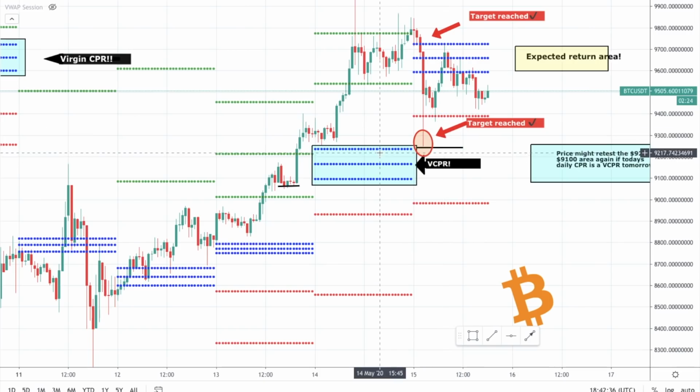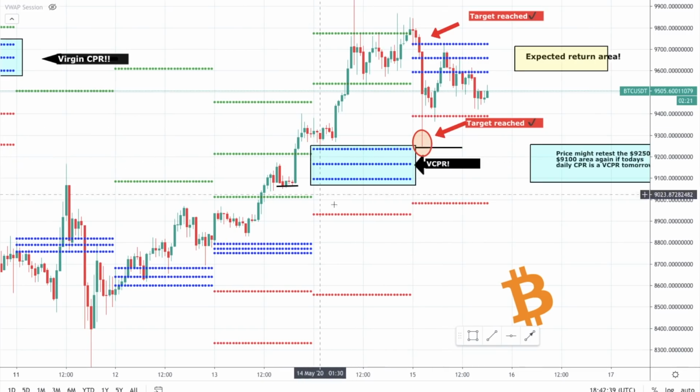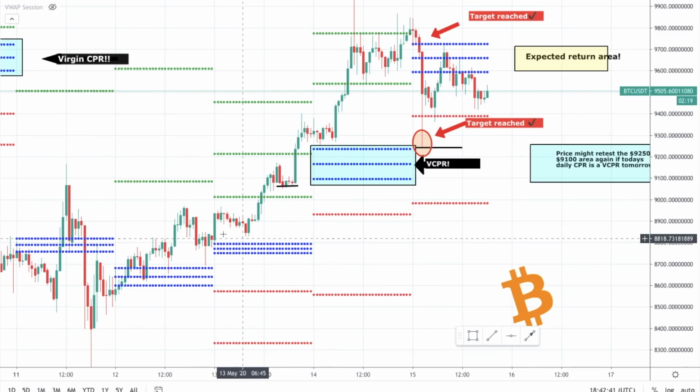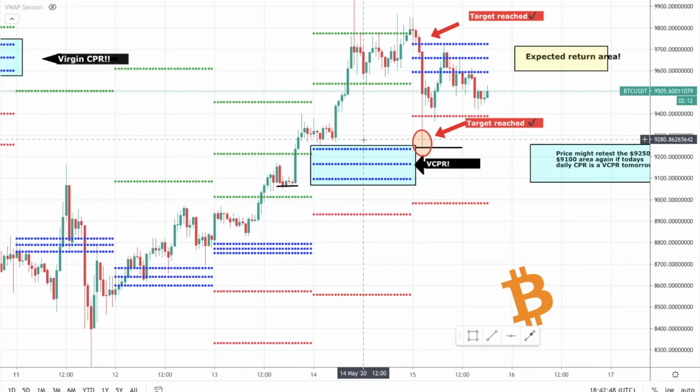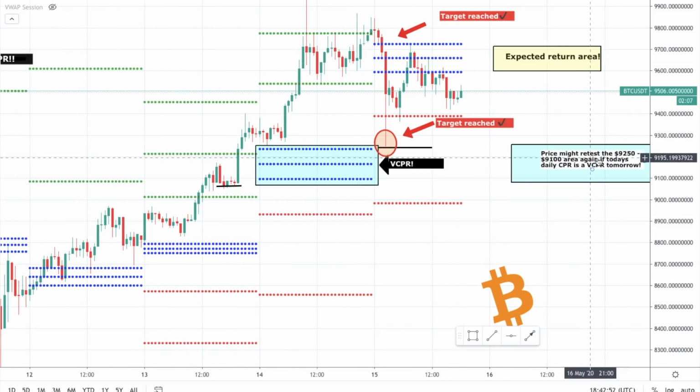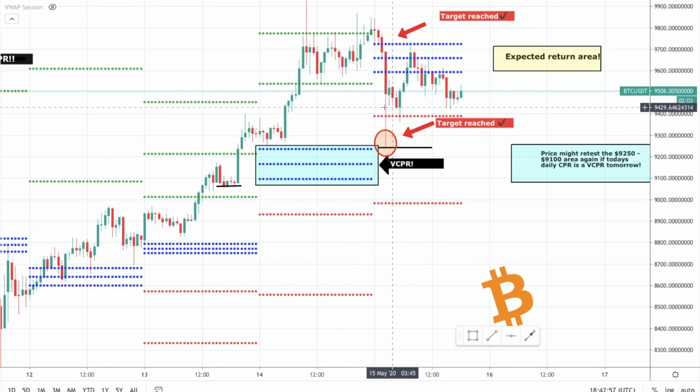And also, yesterday, CPR was a virgin CPR, and people are also calling me, saying this is also a virgin CPR. No, if you focus here, you can see clearly that the price is actually touching the CPR area. So this is not a virgin CPR, but this here was a virgin CPR. So that's why I told price might retest this 9,250 to 9,100 area again if this is going to be a virgin CPR. And yesterday, when candle closed above, we knew this was a virgin CPR.